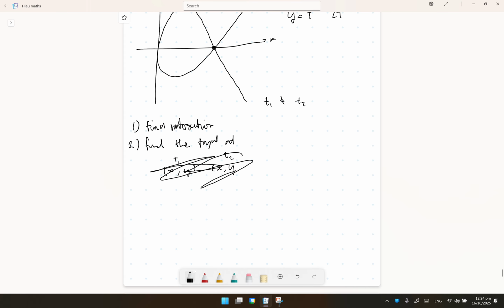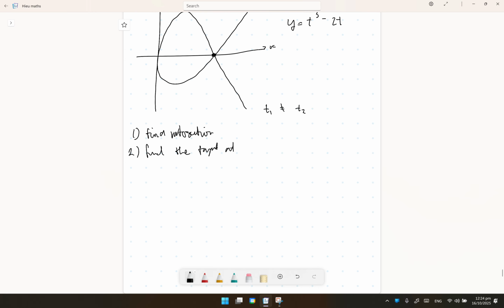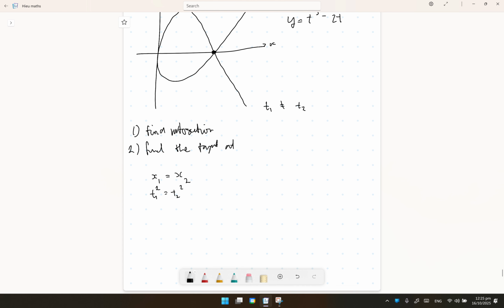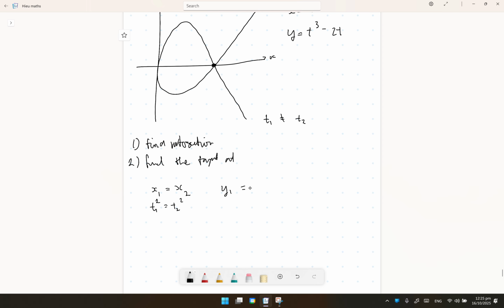So let's rewrite the equations. Let's say that x at time 1 is equal to x at time 2. And since x is equal to t squared, it's t1 squared equals t2 squared. That's really nice. And then we can also say y1 is equal to y2. That means t1 cubed minus 2 times t1 is equal to t2 cubed minus 2 times t2.